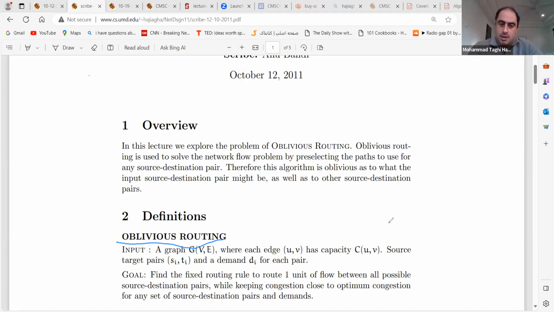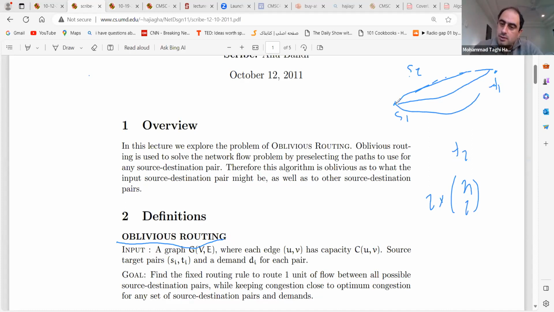Again, let's talk about oblivious routing. As we mentioned before, for any S1, T1, S2, T2, and so on, for any pairs, n choose two pairs, or maybe actually two times that because you can say from S to T and from T to S, we are deciding if you want to send one unit of flow, how do you send it through? Maybe one half here, one fourth here, and one fourth here.